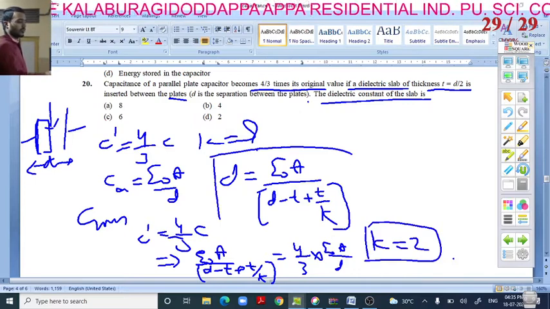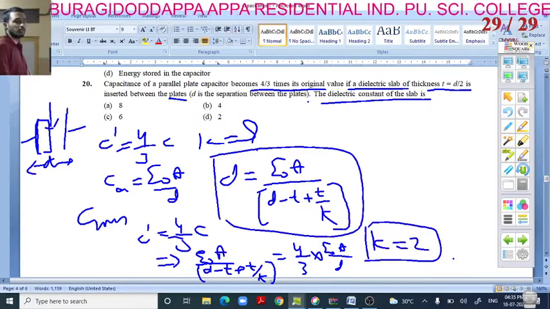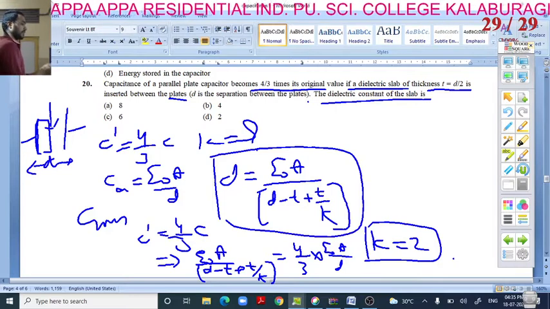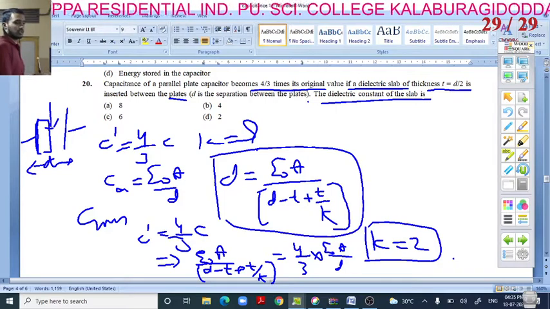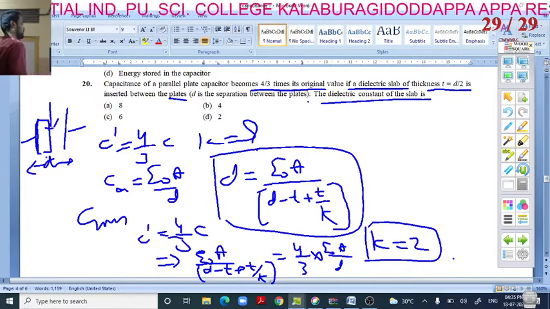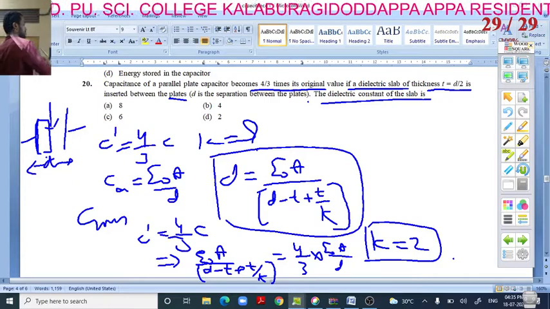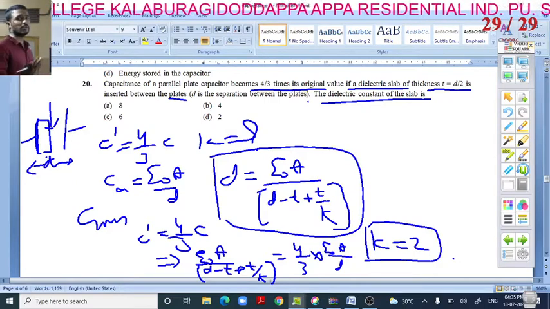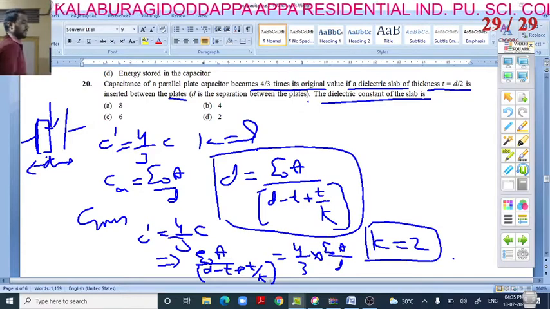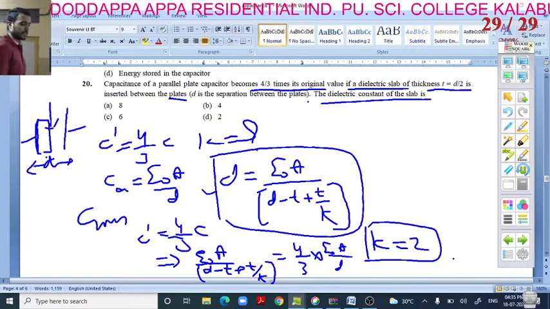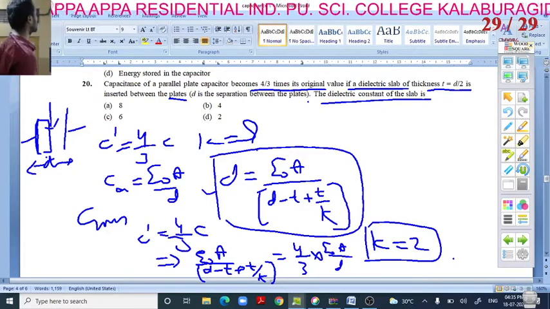Just you should come to know this formula, that's all. Just we have altered the formula. C is equal to A epsilon by D, that's all here, right? And here he has given the thickness d/2, where D is the separation between the plates, so that is okay. This is our formula to find this. So the value of K is equal to 2.